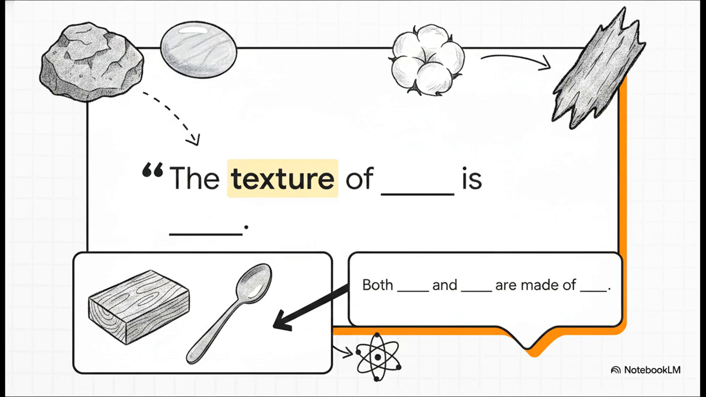And as we move into Lesson 2, the word wall evolves. Look at these frames. The texture of blank is blank, and both blank and blank are made of blank. Just look at how brilliantly this elevates a 5-year-old's academic language. They aren't just saying it's bumpy. They are constructing a complex comparative sentence, just like real scientists.